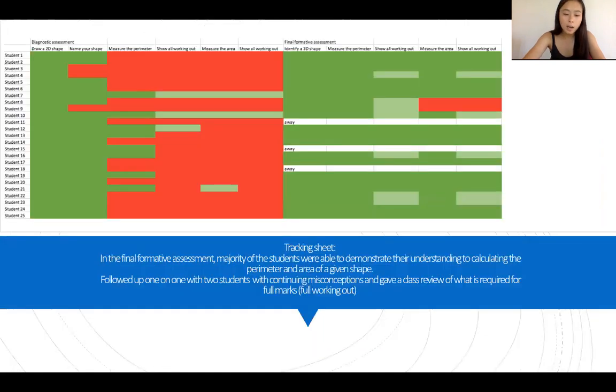Lastly, on the screen I have displayed my tracking sheet, where on the left-hand side is the diagnostic, where I have identified the students' needs of more work in perimeter and area and showing more working out. And on the right-hand side, you can see that the majority of them really progressed and they understood the concepts. However, there were these 2 students, and these 3 students who were away, whom I would work closely with to ensure that they were also confident in the content.